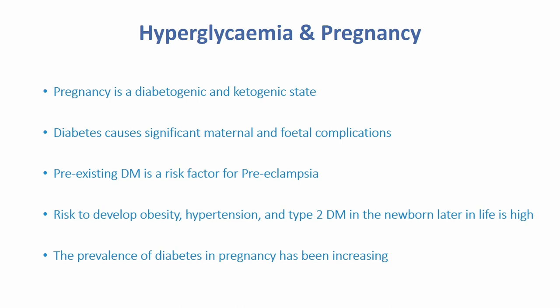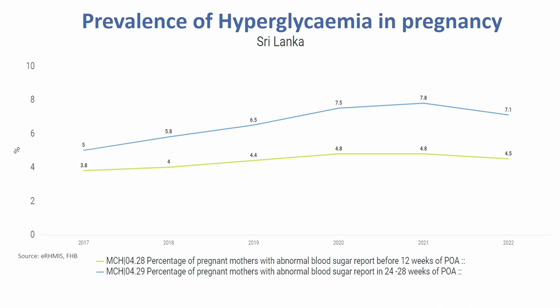And the prevalence of diabetes in pregnancy has been increasing with the worldwide increase in the prevalence of obesity and prediabetes. This is Sri Lankan data, which shows that the prevalence of pre-existing diabetes was around 3.8 in 2017, and the prevalence of GDM was around 5% in 2017, which has gone up to 4.8 and 7.8 respectively in 2021. So altogether there was a prevalence of about 12% hyperglycemia in pregnancy in 2021. That comes to about 33,000 mothers with hyperglycemia in pregnancy in a given period, island wide.